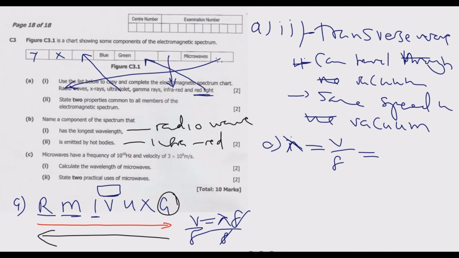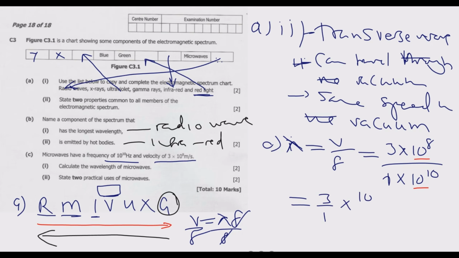So in this case we are given that velocity is 3 multiplied by 10 to the power 8 meters per second. Then we have frequency, which is 10 to the power 10 Hz, which is the same as 1 multiplied by 10 to the power 10 Hz. So now what you notice is, because 1 multiplied by anything is that thing, and because the base here and the base here is same, this can be written as 3 over 1 multiplied by 10 to the power 8 over 10 to the power 10, to make it easier for us to simplify it.